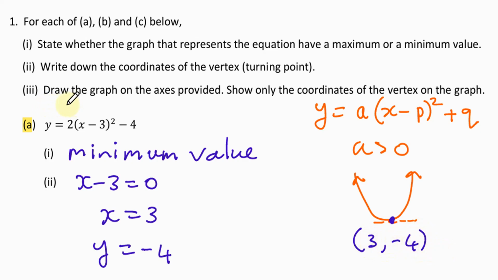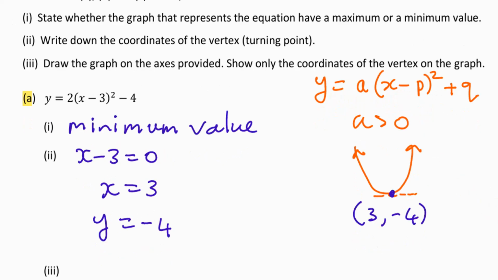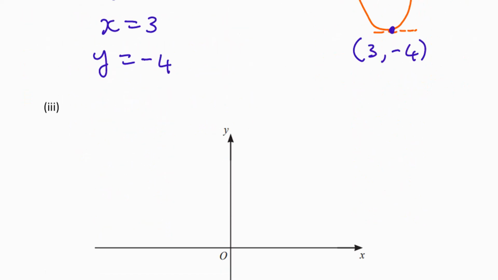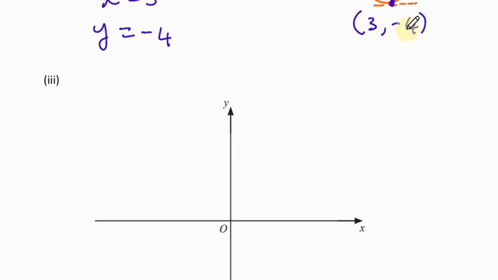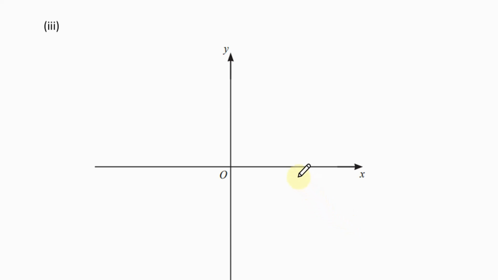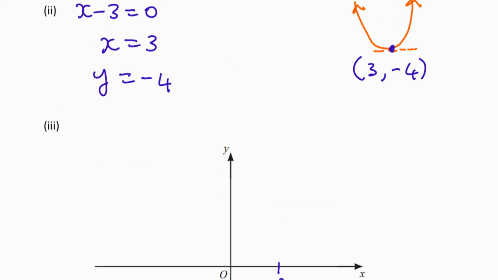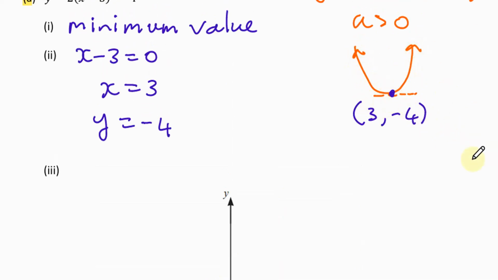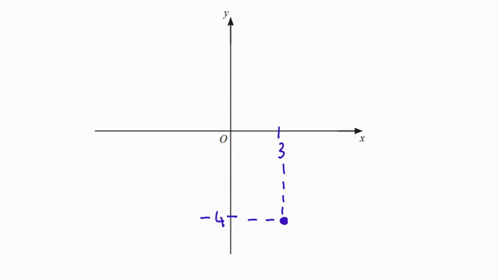Then in number 3, we have to draw the graph on the axis provided. And we only have to show the coordinates of the vertex. So let's do that. We know our coordinates are 3 and negative 4. So our x coordinate is 3 and our y coordinate is negative 4. So this will be the turning point of the graph. And we already know the shape of the graph. It has a minimum value, so we can draw it. So it's going to look something like this.